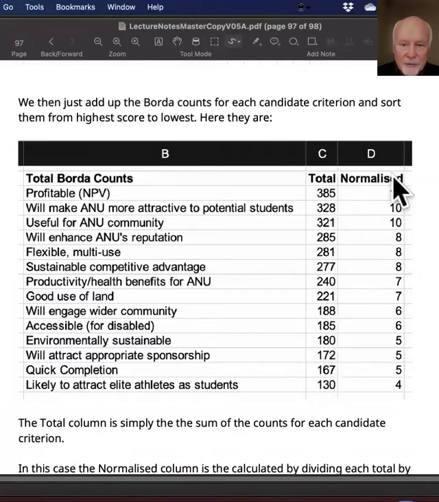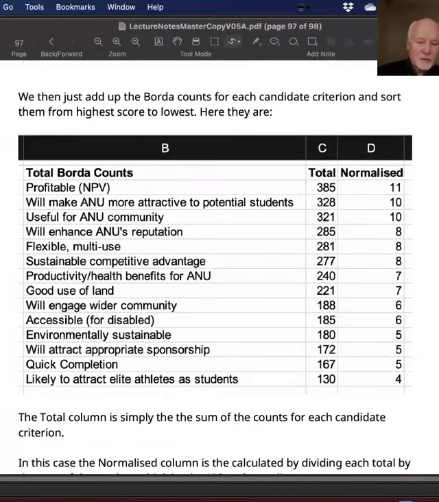I've also done a column where I normalized these. All I did was add all of these scores up and then divide each score by the total, multiply it by 100 and round it. You don't have to do that, but sometimes it makes it easier to interpret. So that's all there is to it. That's what a Borda count is. It has fairly good properties.